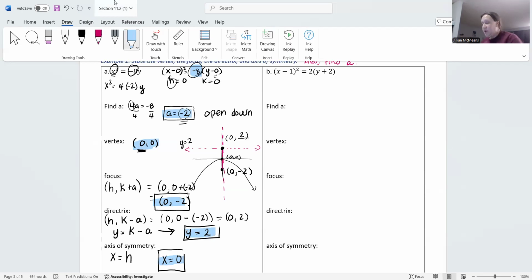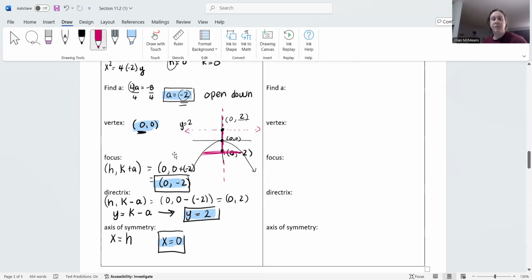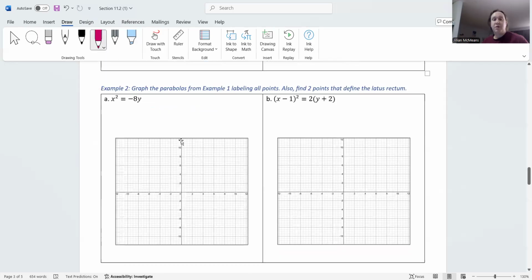Okay, now the next example says to graph these and then talk about this extra thing. Remember the latus rectum? The latus rectum is the line that goes through here. We're going to find points that represent that. So let's hold off on part B right now and do part A of the next example. The next example says graph the parabolas from example 1, labeling all points. Also find 2 points that define the latus rectum.